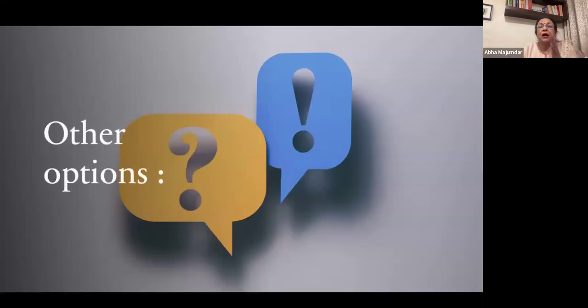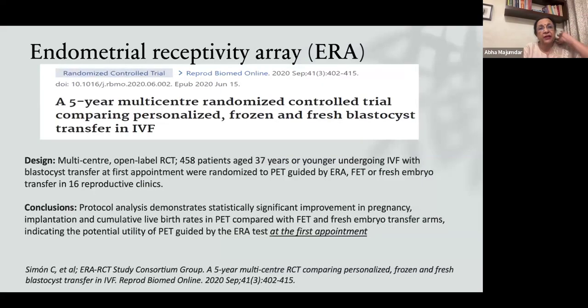Hence, we have other options also. We thought now we cannot do much with the immune system. Studies come to say yes and no, yes and no. What are the other options? We thought genetics might help.